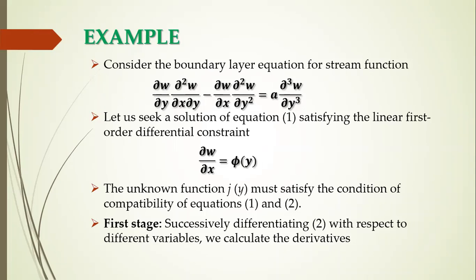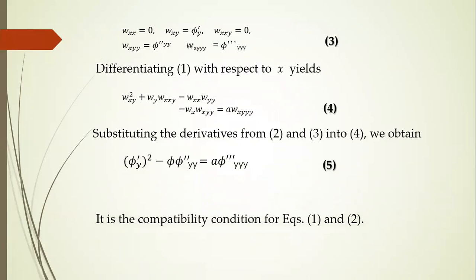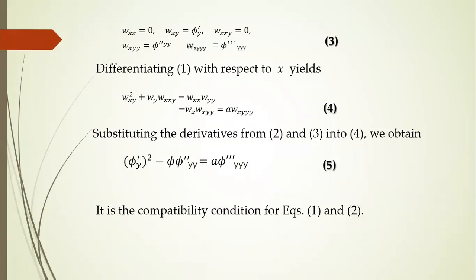First stage: successively differentiating equation 2 with respect to different variables, we calculate the derivatives. wxx equals 0, wxy equals φ'(y), wxxy equals 0, wxyy equals φ''(y), wxyyy equals φ'''(y). Equation 3.